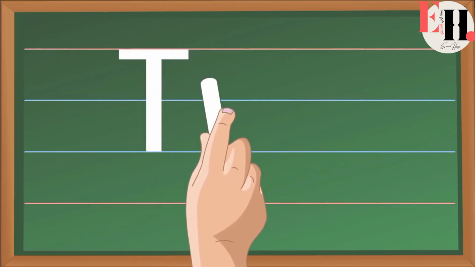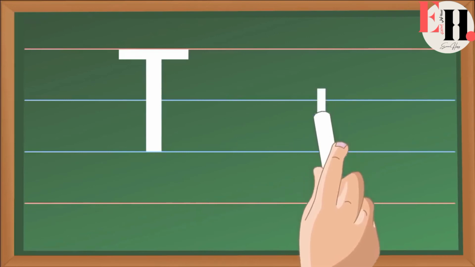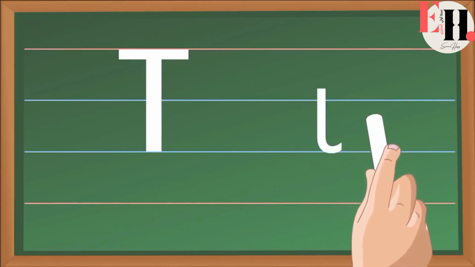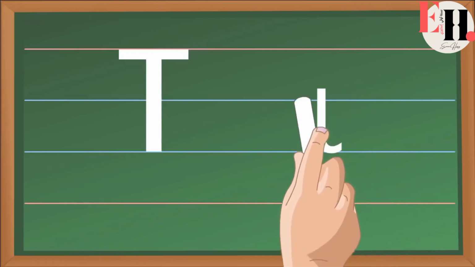Small t. Start above the middle and draw a standing line with a small curl at the bottom. Then go to the middle and add a sleeping line across.